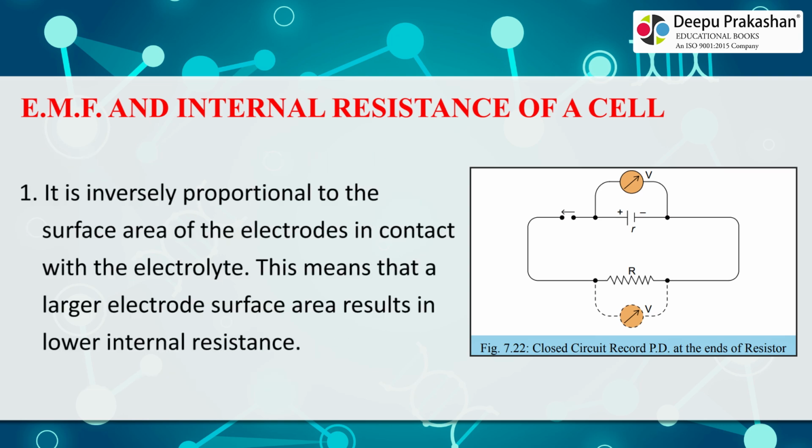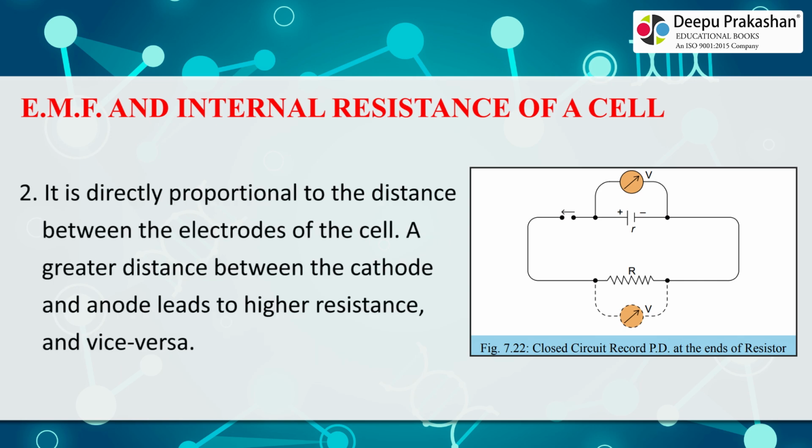1. It is inversely proportional to the surface area of the electrodes in contact with the electrolyte. This means that a larger electrode surface area results in lower internal resistance. 2. It is directly proportional to the distance between the electrodes of the cell. A greater distance between the cathode and anode leads to higher resistance, and vice versa.